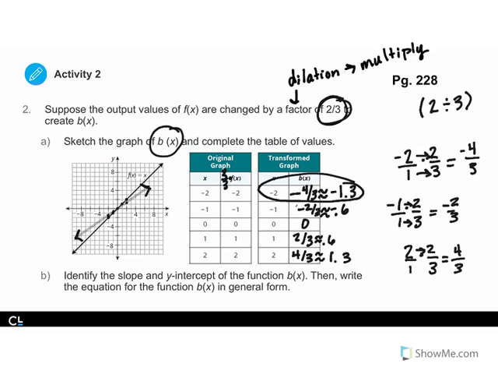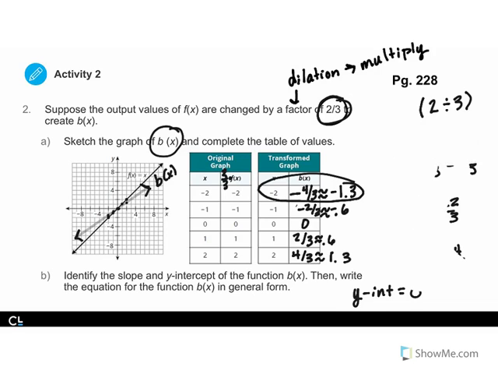So our next part is identify the slope and y-intercept of the function b of x. We have to label this b of x. And then write the equation of the function. So we have to find our slope and y-intercept. Our y-intercept, this is still going through 0, 0. So our y-intercept is 0. And then we have to find our slope.